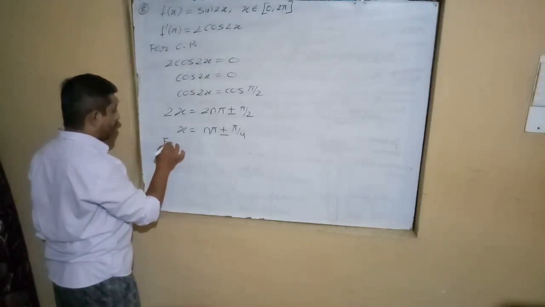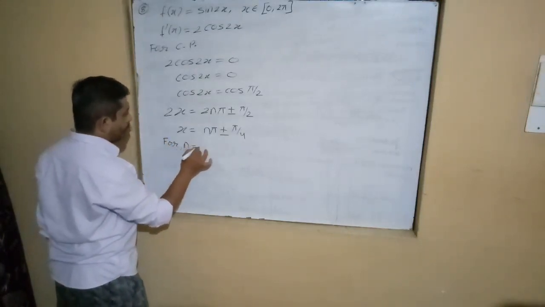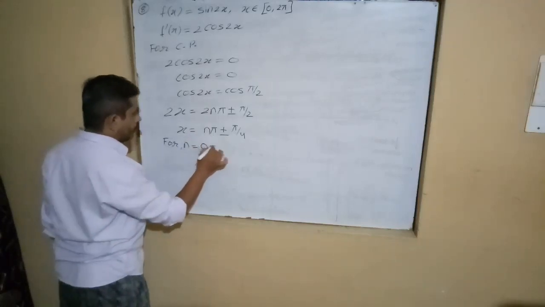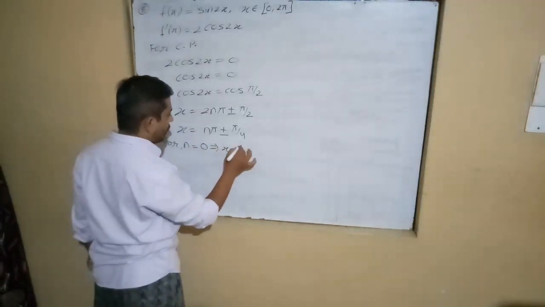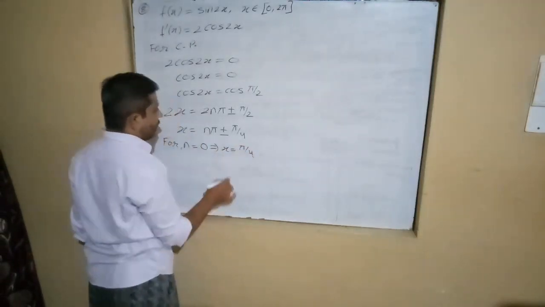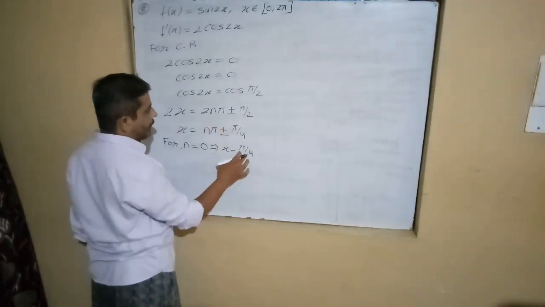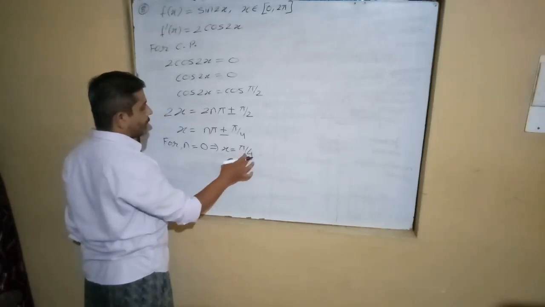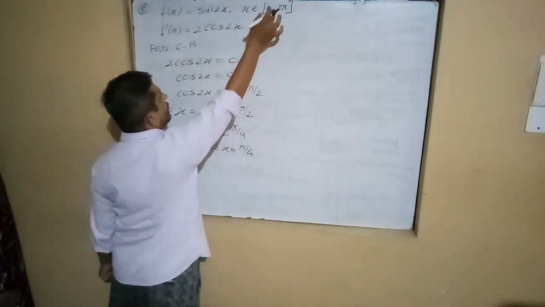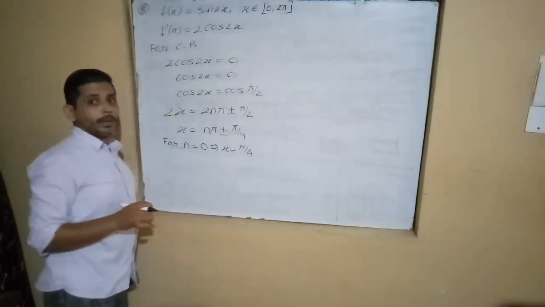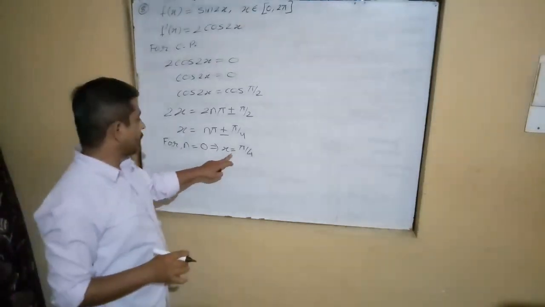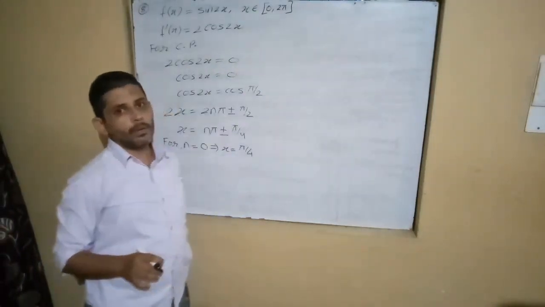So we write for n is equal to 0. Starting from 0, what will we get? We will get x is equal to pi by 4. Now here it is plus minus pi by 4, and we will take only positive pi by 4. Why? Because minus pi by 4 does not lie in our given range. Okay, we have to find the value of x in the given interval only.